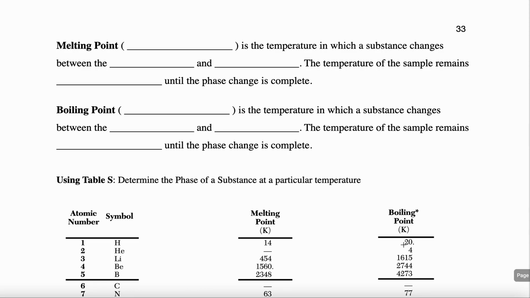Going over melting point and boiling point temperatures. So the melting point is simply the temperature at which a substance changes between the solid and liquid phase. And when a solid is changing to a liquid or a liquid is changing back to a solid, the temperature of that sample remains constant, meaning that the temperature does not go up or down during the phase change. The melting point is also the substance's freezing point.